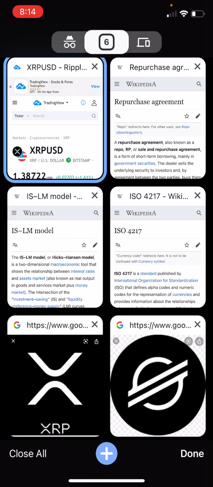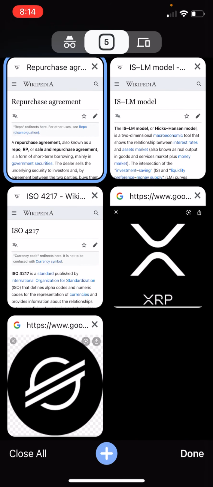What is XRP and what is XLM? Although they have their monikers of Ripple and Lumens and Stellar and all that, the fact that they're called an XRP and an XLM, in my opinion, is no great coincidence.